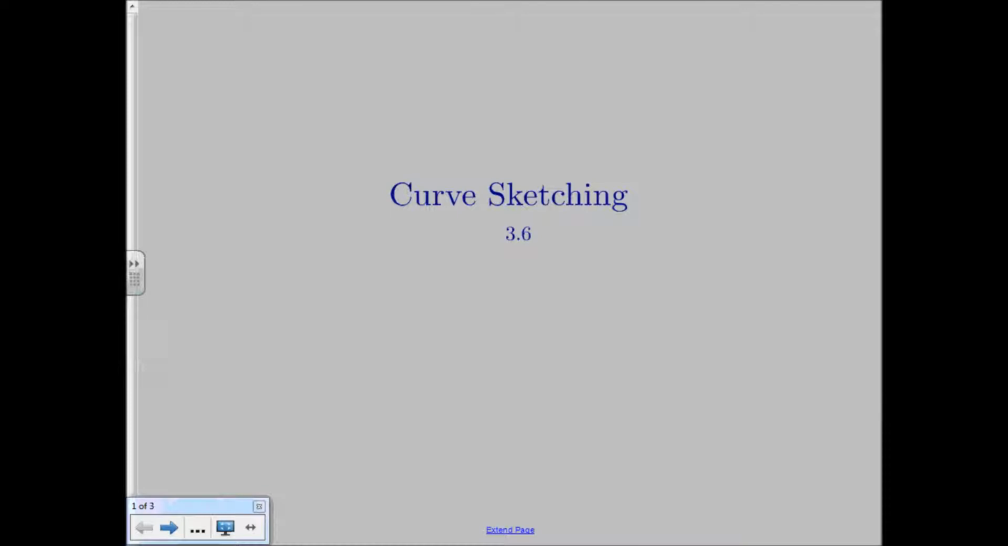So I think that this is a really cool section of your textbook because you actually can draw a very accurate picture of something without using your graphing calculator or computer, and you can just do it all by hand. And I think it's really cool how much detail you can find out about a function just using your brain and your pencil and paper.